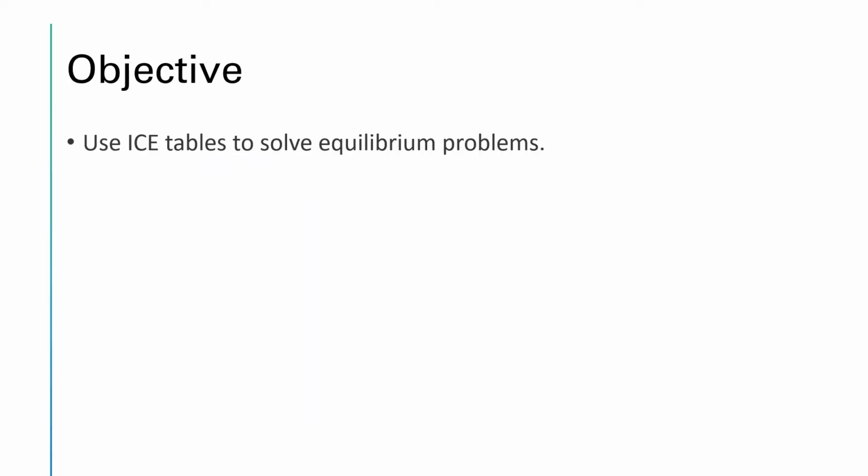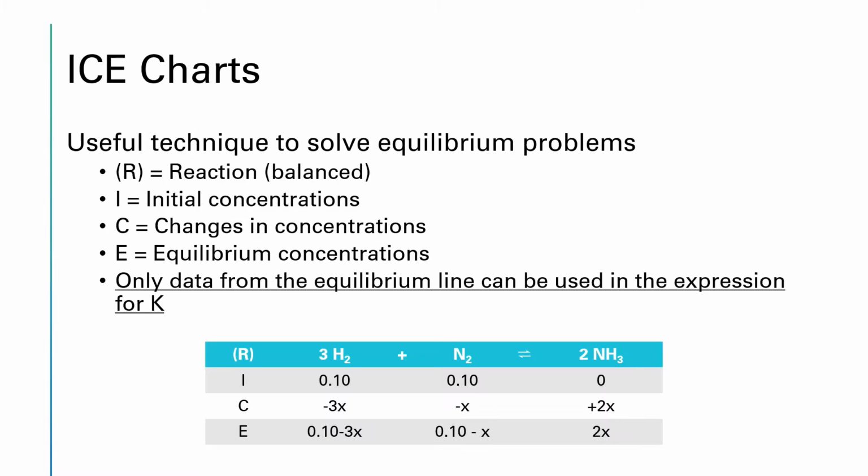Our objective for this video is to use ice tables to solve these equilibrium problems. Ice charts are a way of keeping track of our stoichiometry as we move from the initial conditions to our equilibrium conditions. We're going to start by writing the balanced chemical reaction. That's going to be the top line of our ice chart. Because that top line is the reaction, sometimes people refer to these as rice charts, but more often you're going to hear ice charts. The next line will have the initial conditions.